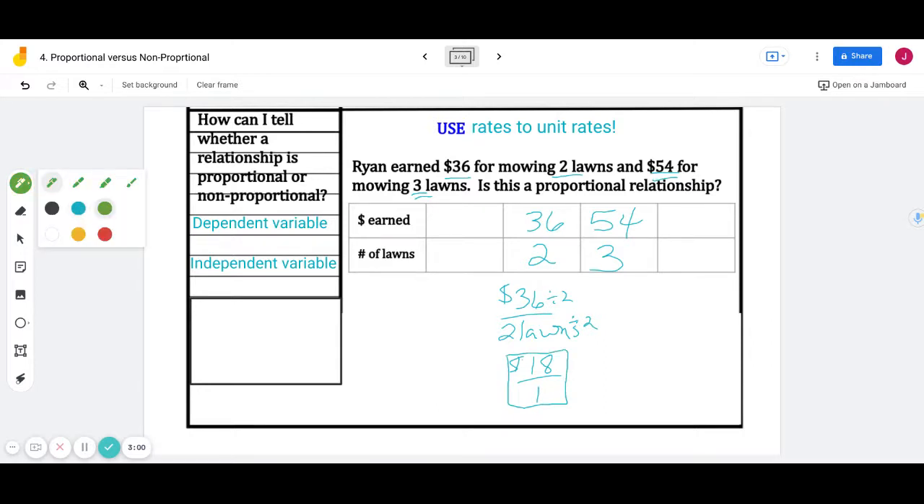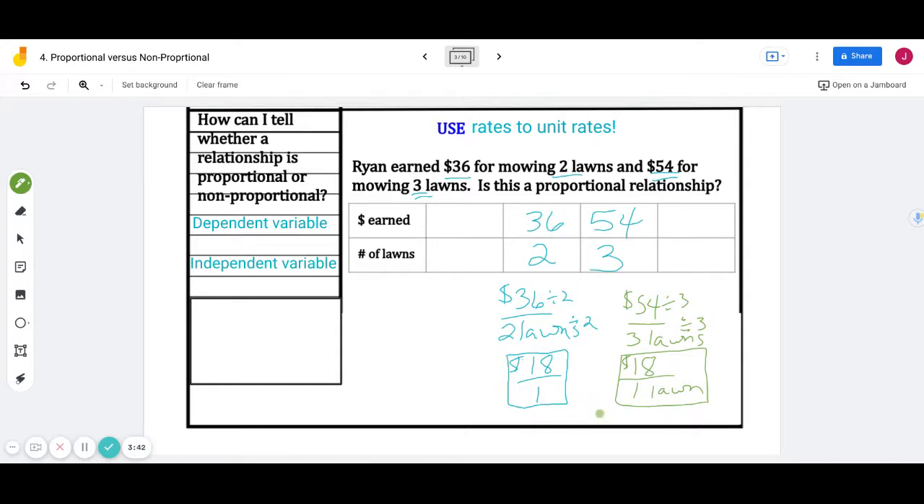I'm going to use a different color to set up this rate. It was $54 for 3 lawns. So this time we're dividing by 3. The denominator is 3. 54 divided by 3, you do that long division. 3 goes into 5 once. 5 minus 3 is 2. Bring down the 4, 24. Oh, yep, we get that 18 again. And 3 divided by 3 is 1.